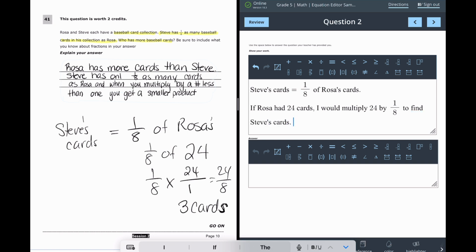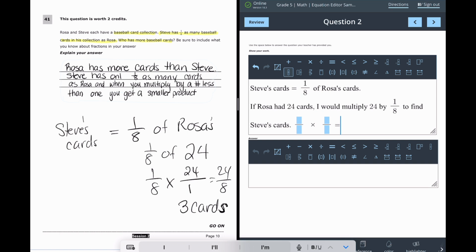And then 24 times, actually I want to do it as a fraction. 24 times 1/8 is equal to 24/1 times 1/8 is equal to 24/8, or 3 cards. Okay, so that's just my example, my thinking.